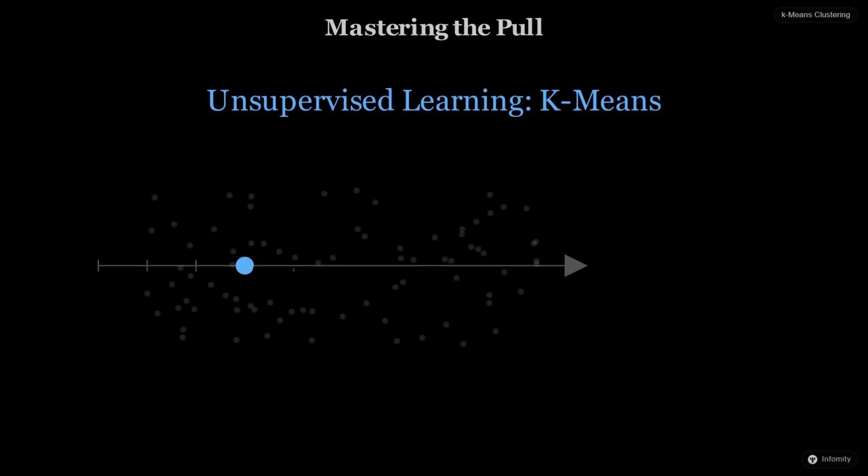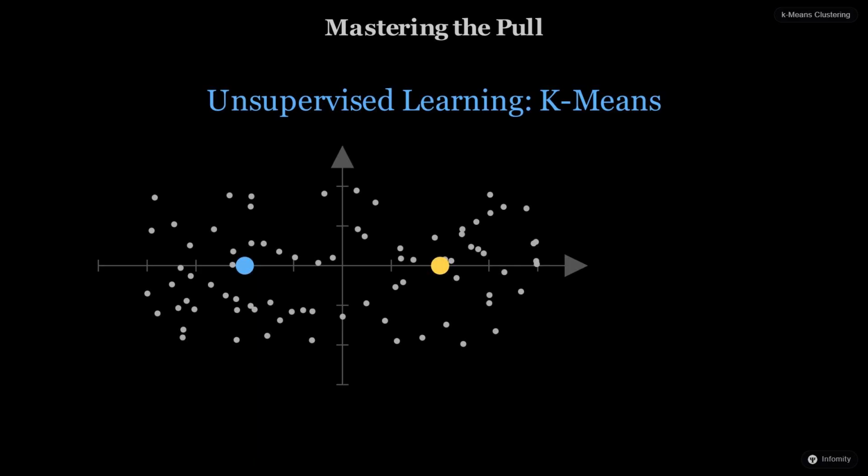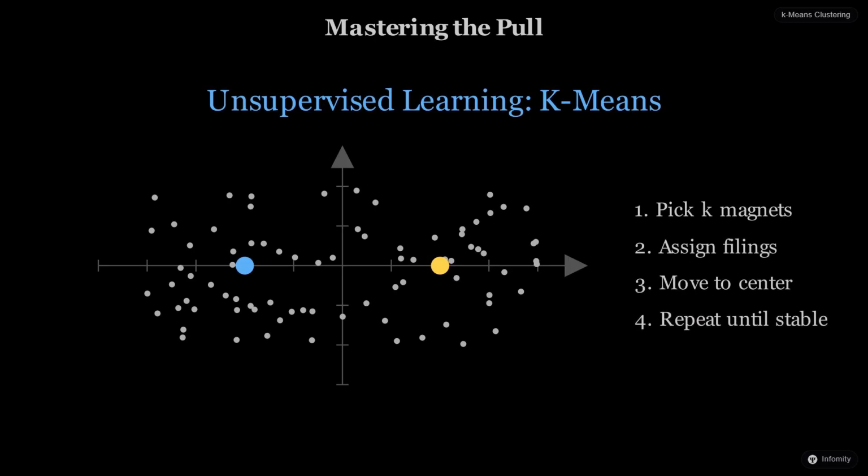K-means is a powerful way to find order without needing a teacher. By simply dropping magnets and letting them find their center of mass, we can organize massive amounts of information. Remember the steps: pick your K, assign the filings, move the magnets, and repeat until stable.